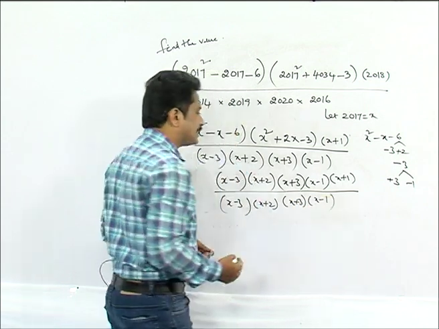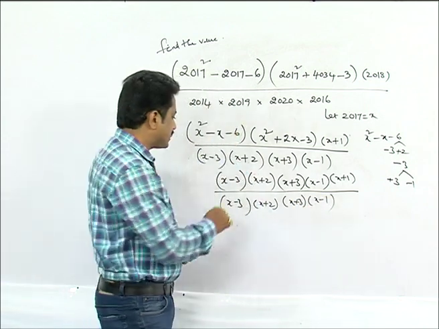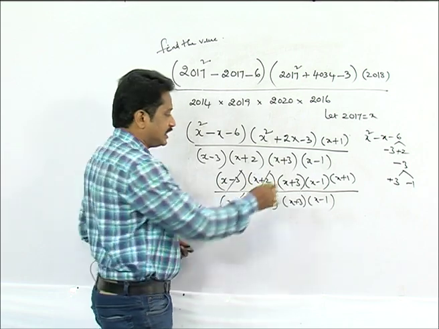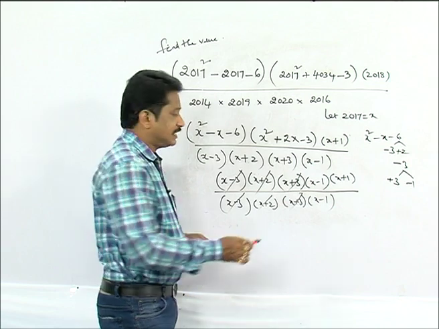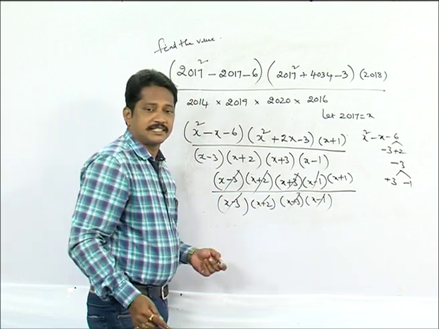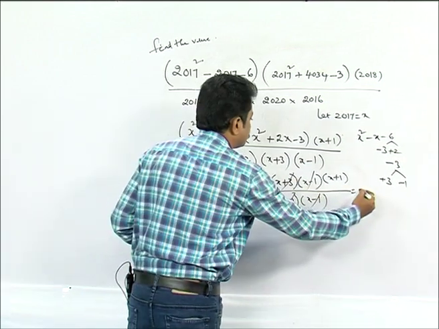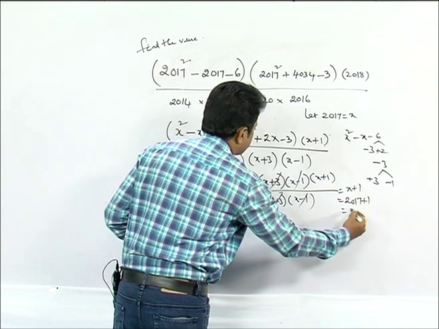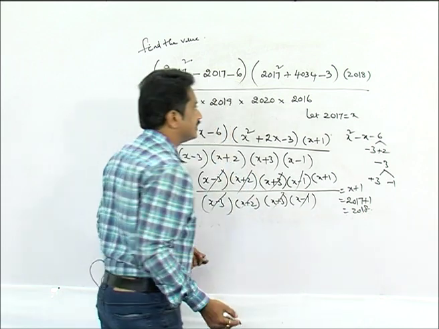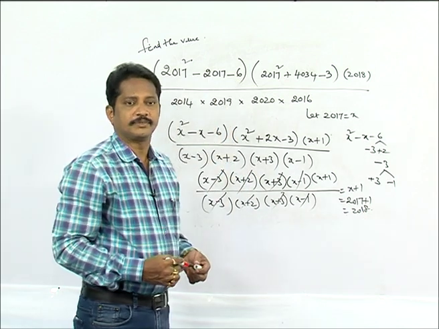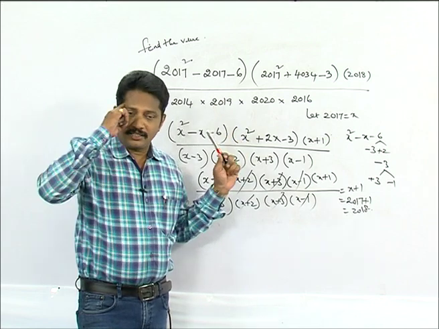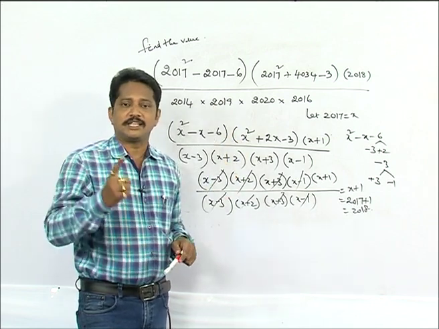Now, verify the numerator and denominator. x minus 3 gets cancelled, x plus 2 gets cancelled, x plus 3 gets cancelled, x minus 1 gets cancelled. Finally you have the term x plus 1, of course 2017 plus 1 which is 2018, that is the answer. Clear? So, if you want to do it in a mathematical sense, then only you will get the answer.